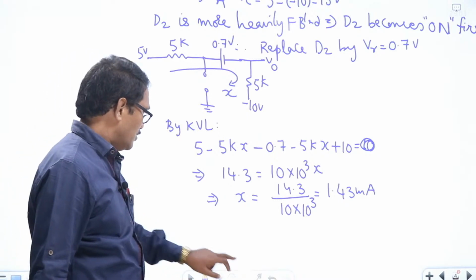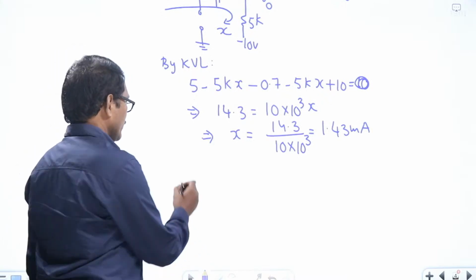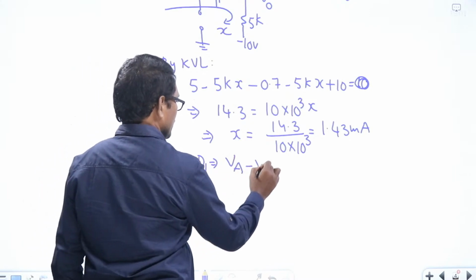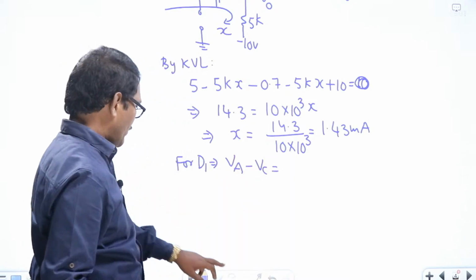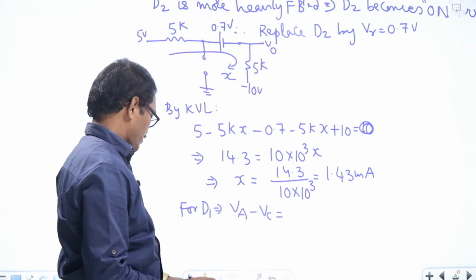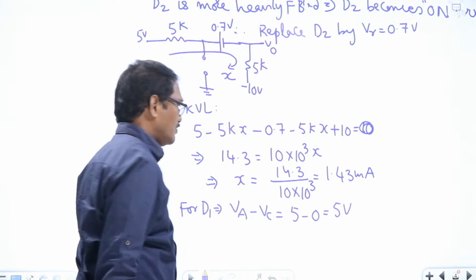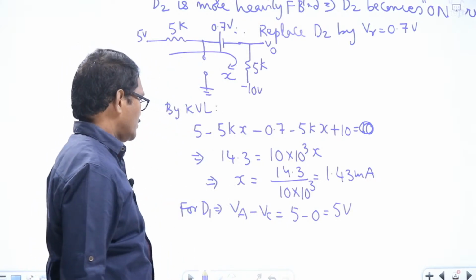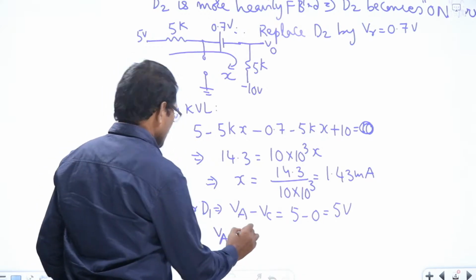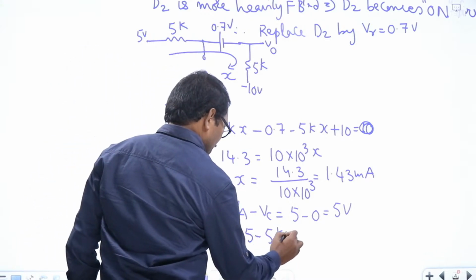Now calculate VA minus VC for D1. For D1, VA minus VC is equal to, VA is how much? Here 5 volts minus 0, that is equal to 5 volts. And VA is calculated as 5 minus 5KX.